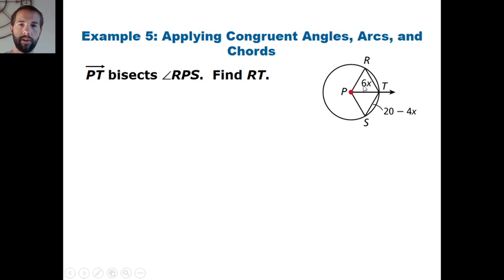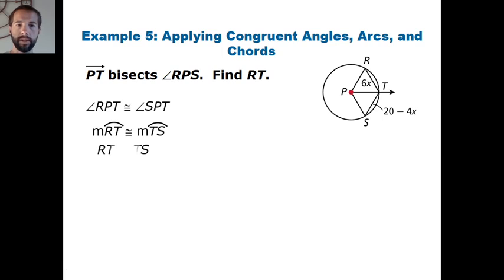And if angle RPT is congruent to angle TPS, then that means that the arcs are congruent. Arc RT is congruent to arc TS, and therefore chord RT is congruent to chord TS. So we can set them equal. So this goes through each step. Set them equal to each other.